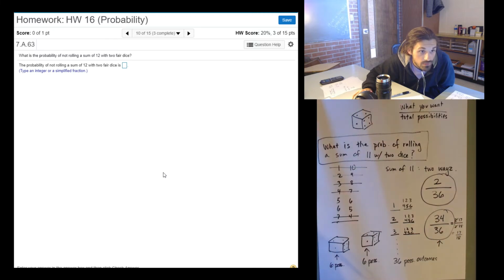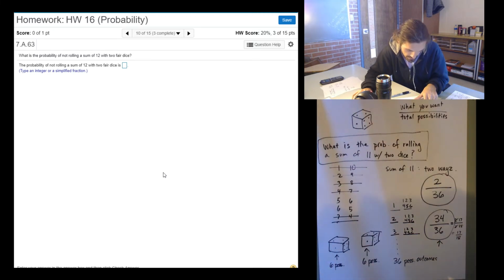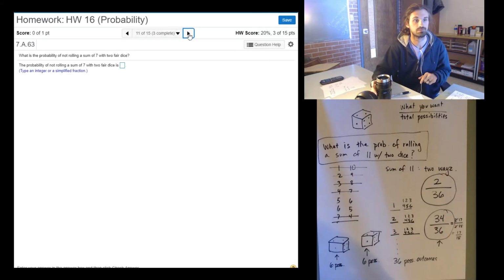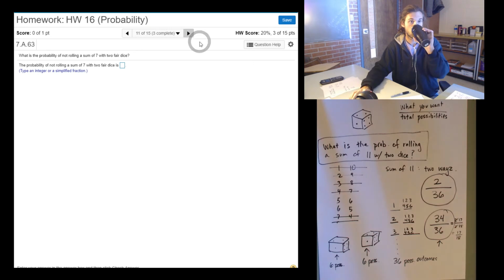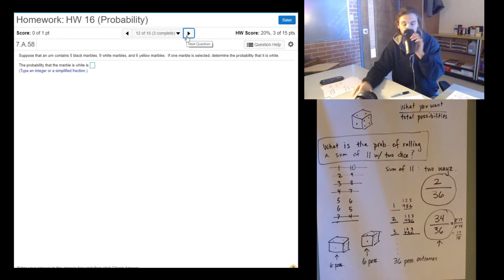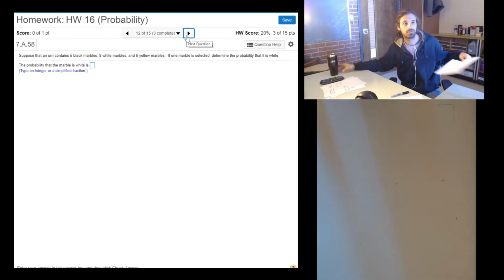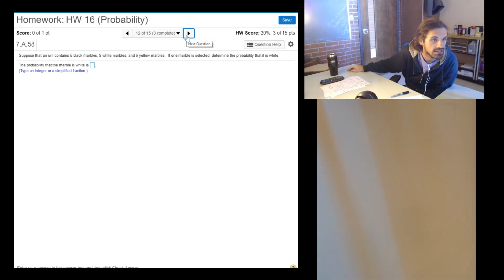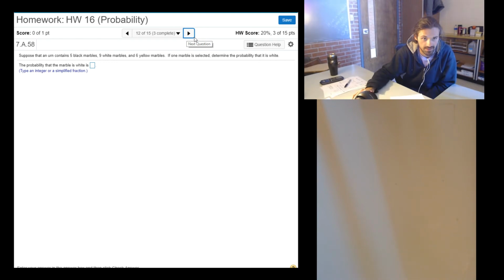Let's jump to number 12, it looks like. Suppose that an urn contains 5 black marbles, 9 white marbles, and 6 yellow marbles. If one marble is selected, determine the probability that it is white. So I'm not going to use the old Sharpie for this one. I'll just explain it to you.